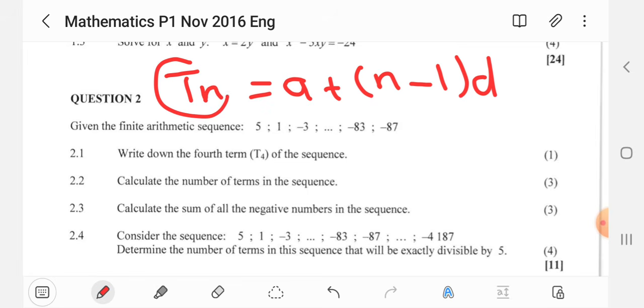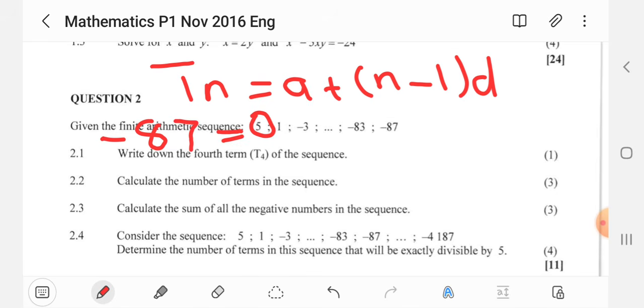Okay, the Tn is the term number, and for the n, the Tn represents the 5, and then the n represents the position of the 5, which is 1. So that is what you need to keep in mind always. So we will have -87 equals, the first number is 5, so a equals 5, plus n minus 1, and the common difference is -4. That is the constant common difference.